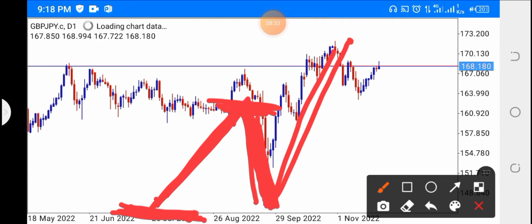So this movement, which is an expansion, and then a retracement, the retracement will be within this trading range. It must not be below it. This retracement must not break below this trading range. That is how we get our structure.